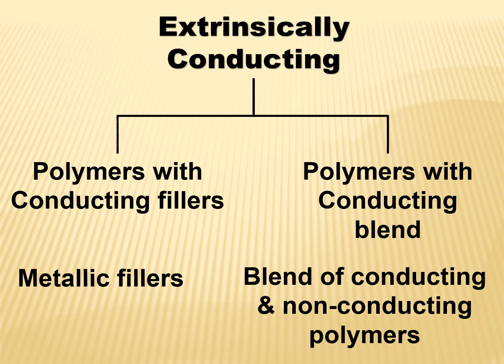You can combine the properties of both these materials. Polystyrene is very strong. Polyacetylene is highly conducting. So if you blend them, you will get both the properties. You will get the strength of one material, and the conductivity of the other material. Such blends are called polymers with conducting blends. So these are the two types of extrinsically conducting polymers, polymers with conducting fillers and polymers with conducting blend.